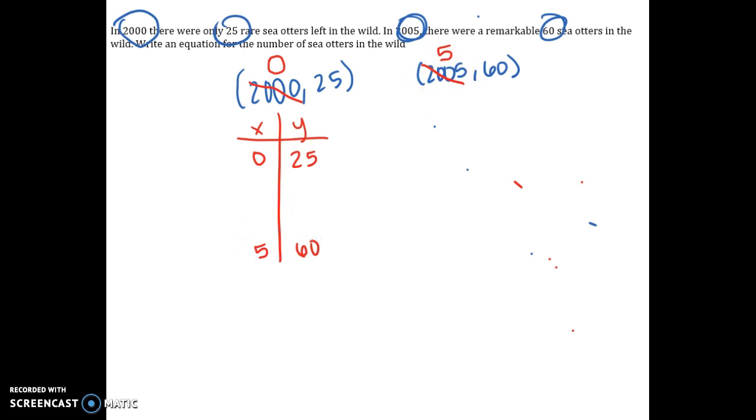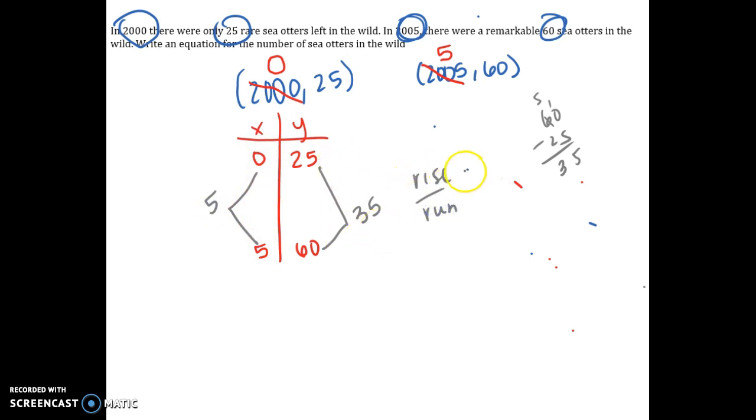When I'm doing this, I gotta find my m and I gotta find my b. So think about how far apart are 25 and 60. Well, 60 minus 25 is 35. Now think about how far apart 0 and 5 are. That's 5. Remember, slope is rise over run. So you're rising 35, and you're running 5. 35 over 5 is 7. So that's your m.